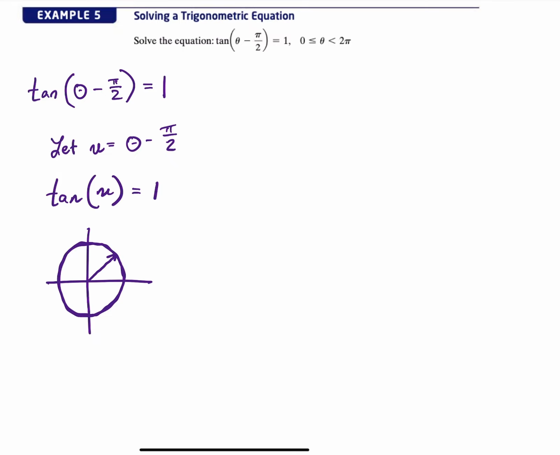Like at positive pi over 4, that has the coordinate point root 2 over 2, root 2 over 2. So sine divided by cosine, which is our tangent, will give us positive 1. And we get another solution in the third quadrant at 5 pi over 4. This has the coordinate point negative root 2 over 2, negative root 2 over 2. So when you divide those, the negatives cancel, and we also get a tangent value of positive 1.